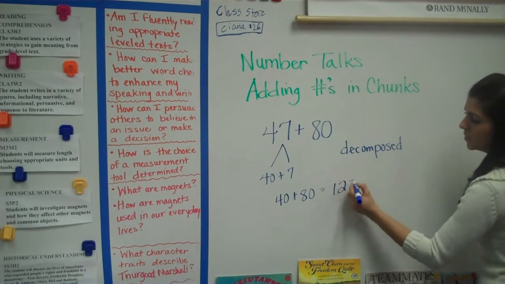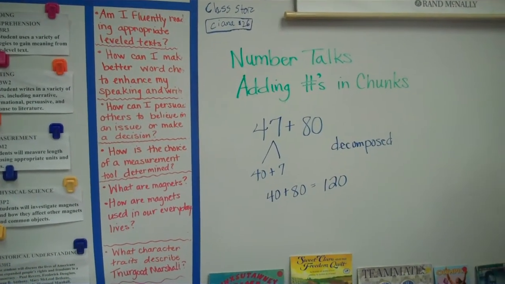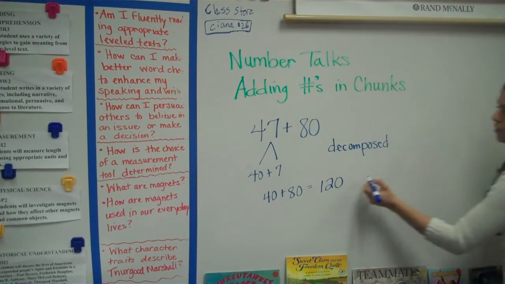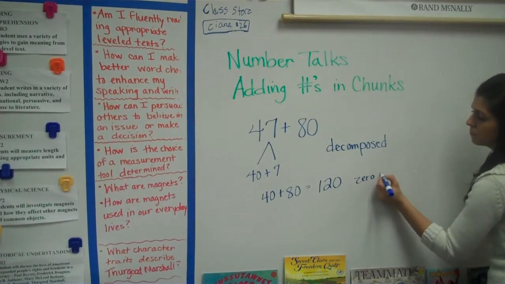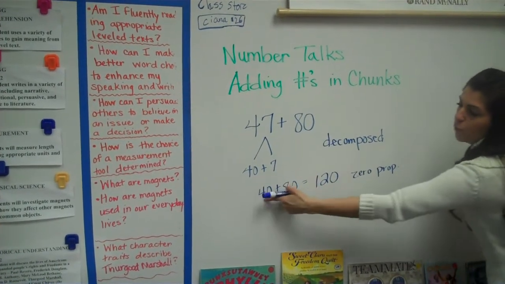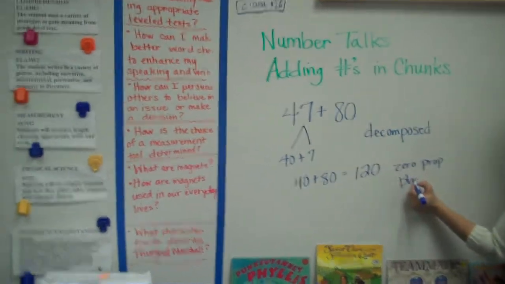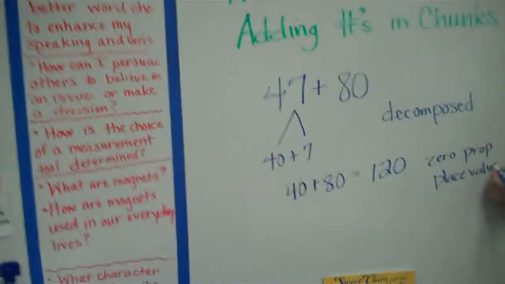And did we put the "and" when we say that number? 120. Very good. And how did you know? What strategy did you use to solve that problem? Zero property. Okay. And counting on. Okay, so you also used place value for the 4 in the tens place and the 8 in the tens place? And you said you counted on to solve that part of the addition?